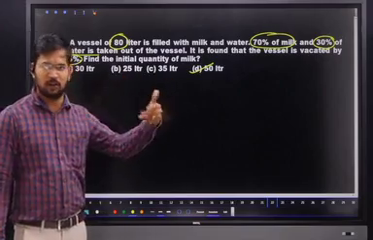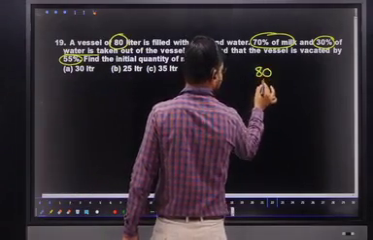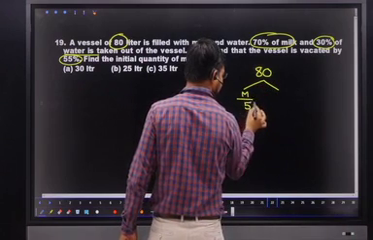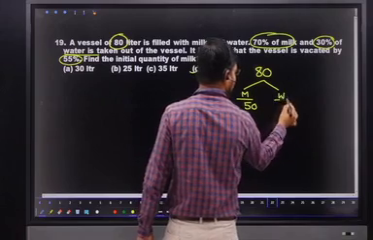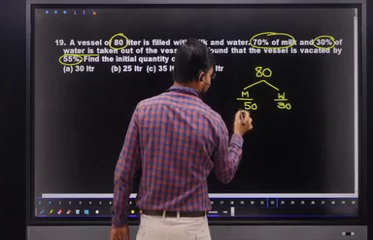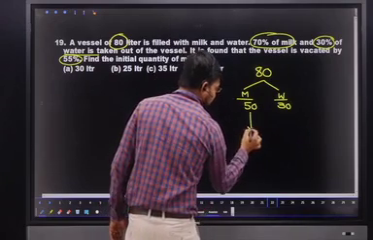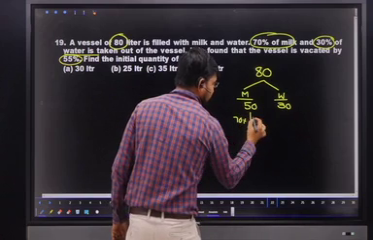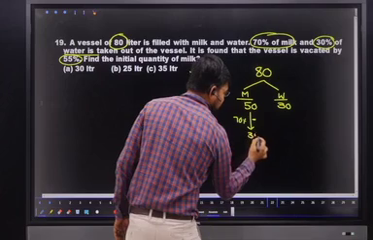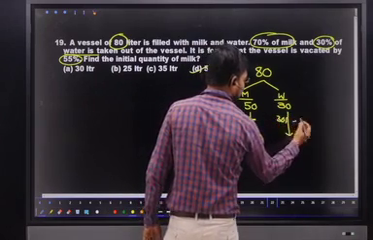Otherwise, I will give the solution also. So here, if 80 liters are there, and I take milk as 50 liters, the remaining 30 is water. Out of 50, you are taking 70% milk. 70% of 50 is 35. And 30% of water, 30% of 30, is 9.